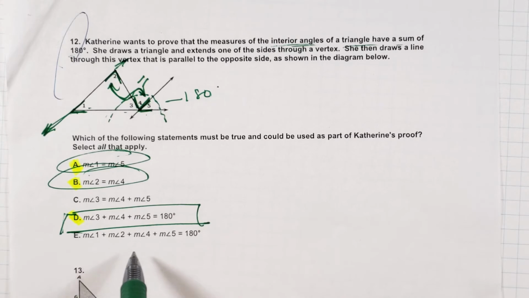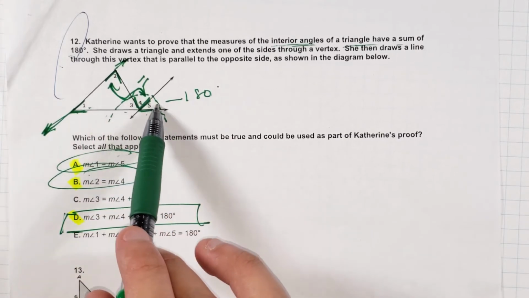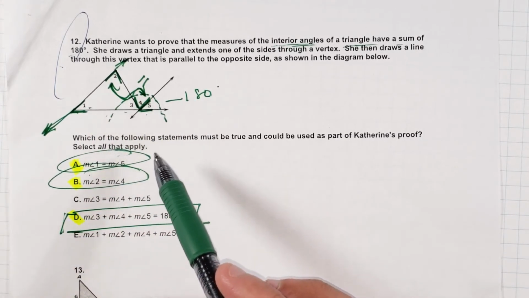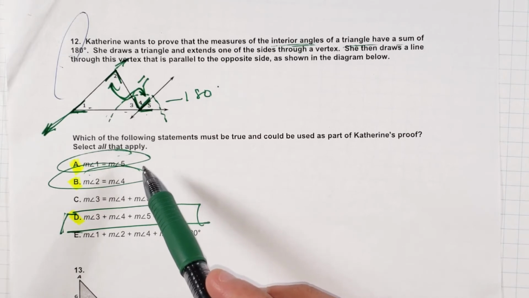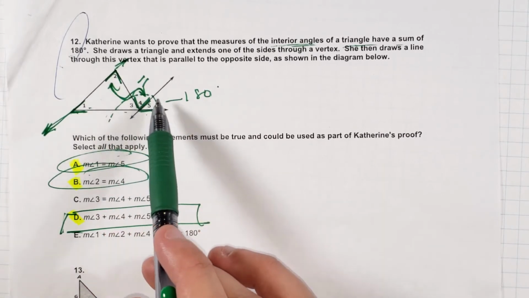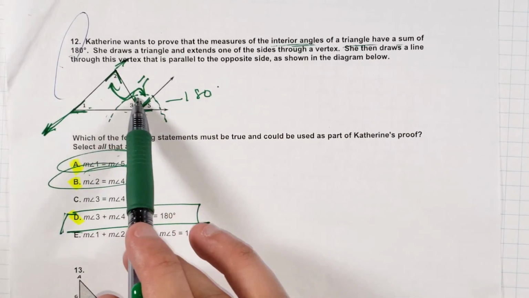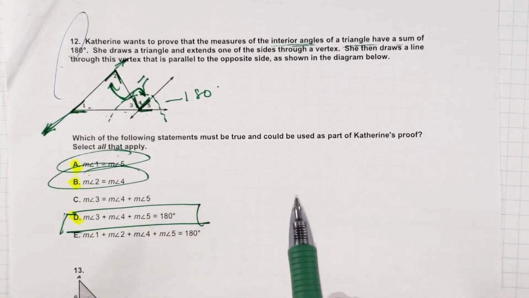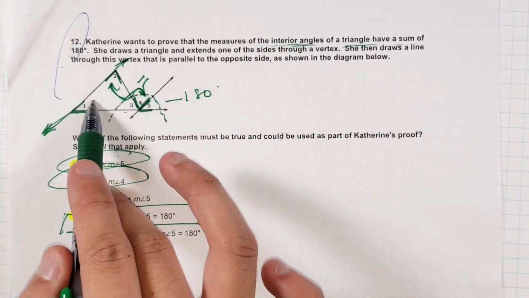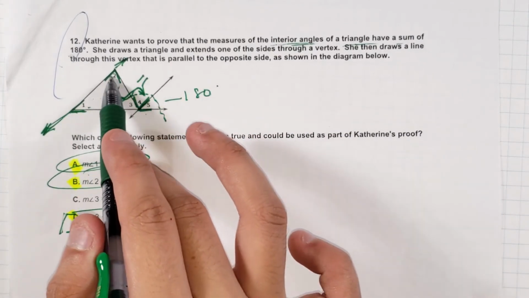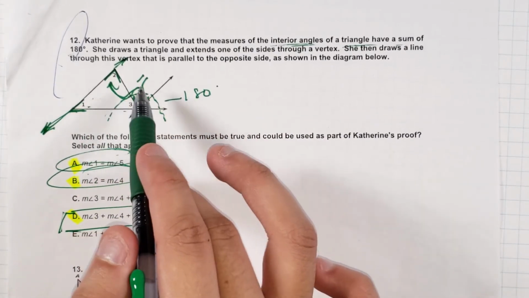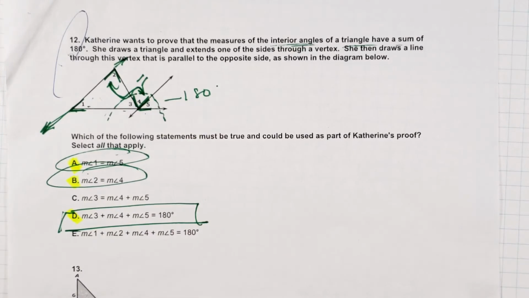E says 1, 2, 4, and 5 add to be 180. No, that's not true. They're trying to say that this one plus this one, these two, adding up to be these two. No, we've never seen that principle before. So we're not going to do any silly stuff and select things that we've never seen. Just be consistent and use the principles and knowledge that you have from class.